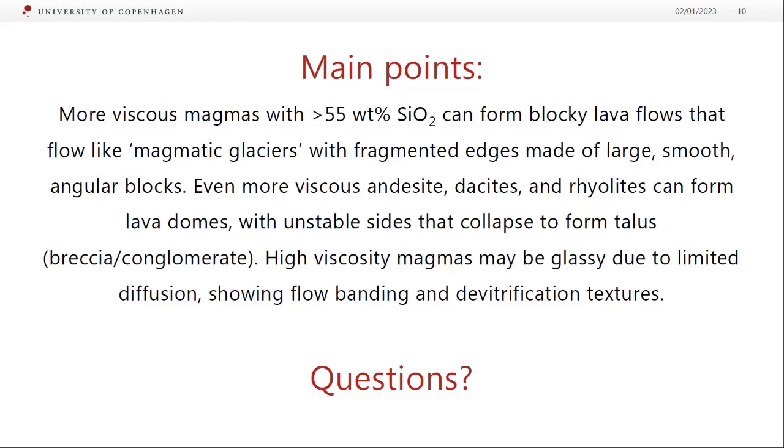Even more viscous lavas, so andesites, dacites, and rhyolites can form lava domes. And as they grow, these have unstable sides that collapse to form talus slopes, talus aprons. So this could be similar to breccia or conglomerate that you might have seen in the field. High viscosity magmas can often be glassy due to limited diffusion, and they may show flow banding and devitrification textures.